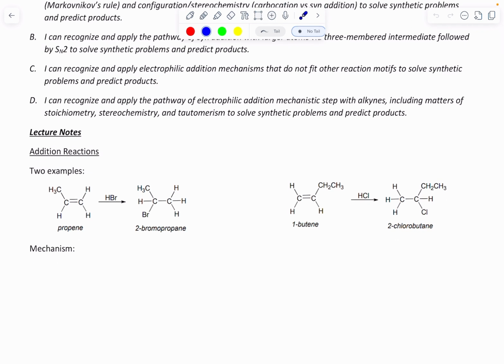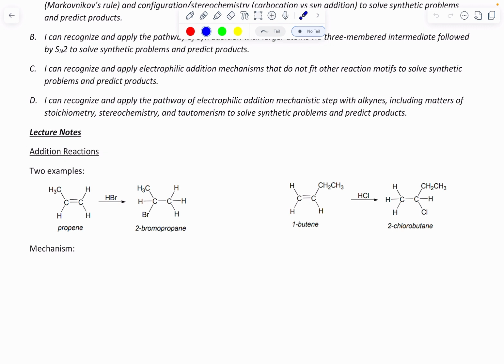In an addition reaction, you are adding something to something else. Right, no surprise there. That's why it's called addition reactions. So in class, I typically would ask students to just look at these two examples. These are two different reactions. One is propene forming 2-bromopropane. One is 1-butene forming 2-chlorobutane. These are both examples of addition reactions.